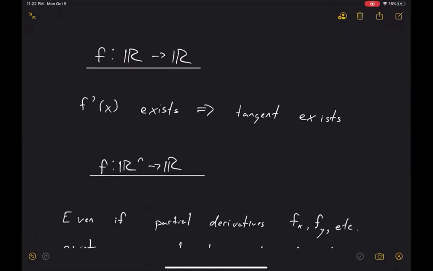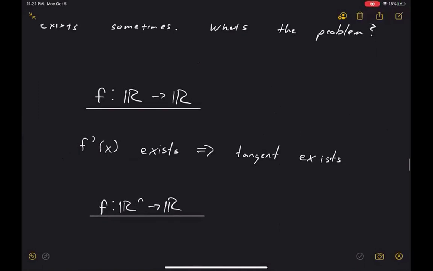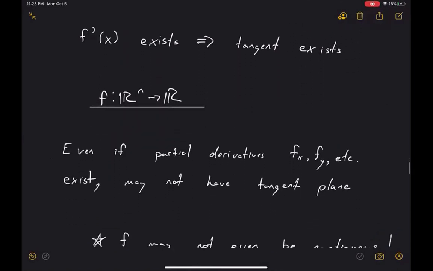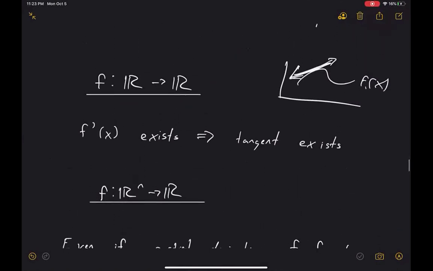So going back to the single variable case, f from R to R, things are a lot simpler here. If the derivative exists, the tangent line exists. If I have some function f, I find f prime, that's going to be the slope of my tangent line. And I can always use that f prime to find the equation of my tangent line.